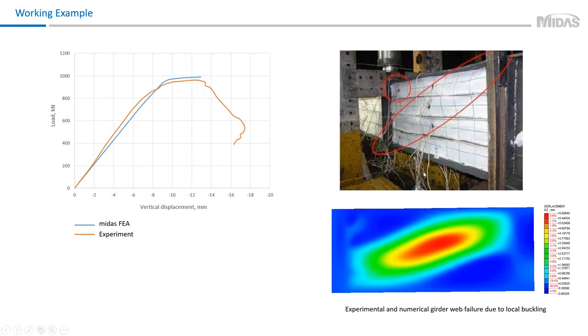And on the right, you may see a contour of transverse displacement that reflects the web buckling shape from the nonlinear analysis. And this shape is a product of the combination of shear force and bending moment. And this shape is quite close to the buckling shape of the experiment as well. So this is how you can perform detailed nonlinear buckling analysis of a girder web in Midas FEA.